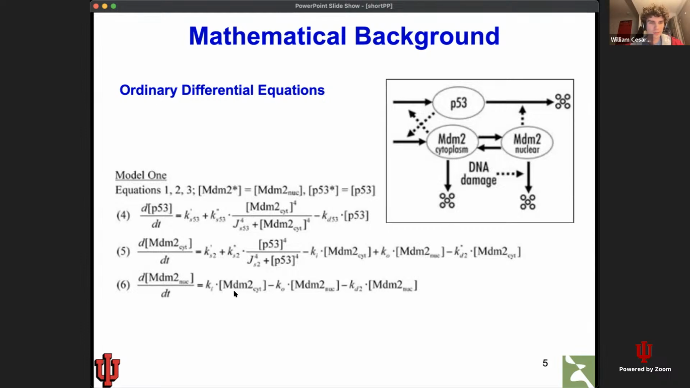And you can see the exact same term here, Ki times MDM2 in the cytoplasm, but it's positive. So the signs are flipped because it is taking in from the cytoplasm. I hope that's clear. And vice versa for this term and this term, so this is the other way around. I think those are all the main things I would like to say about this.